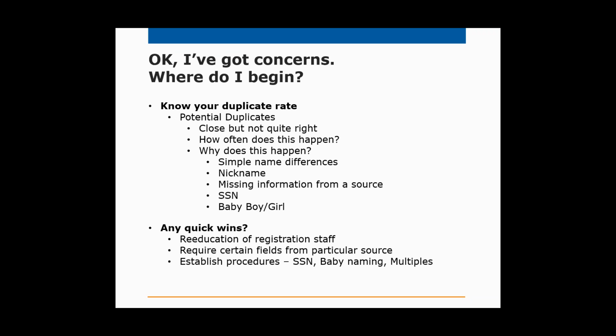Okay. Now, it's important also that you know your duplicate rate. So potential duplicates, again, those are the ones that are close, but they're not quite there. And you really want to understand how often this happens. What is going on to cause that? So is it just simple name differences? Is it something that you can resolve with a little bit of education? Are there a lot of nickname problems where people are entering John? Maybe you can re-educate registrars on John versus Jonathan. You're seeing a lot of those. So really look at the data, try and draw some conclusions from that.